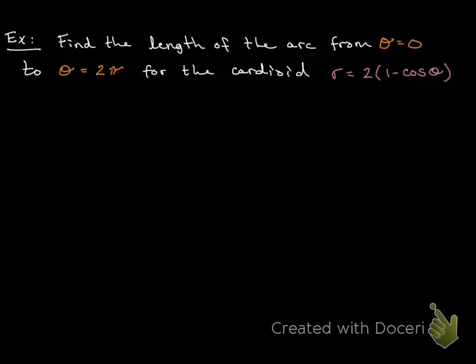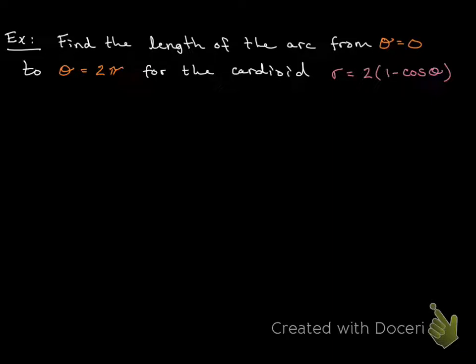Find the length of the arc from theta equals 0 to 2 pi for the cardioid r equals 2 times 1 minus cosine theta. We found horizontal and vertical tangents of that same cardioid in one of the previous videos. But now I want to find the actual length.